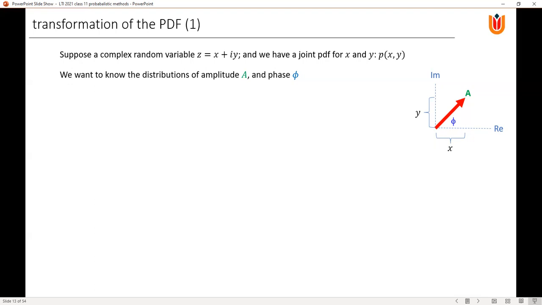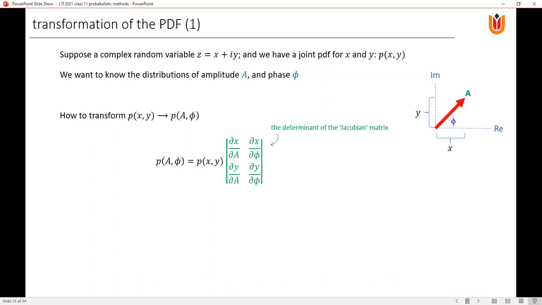Do you know? The sine and the cosine. That's definitely knowledge that you need. So the question is how to transform that. Let's say we know P of x and y, how to transform that into a joint probability distribution of amplitude and phase?